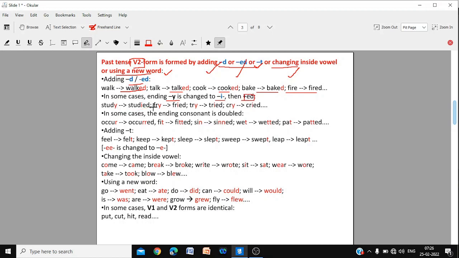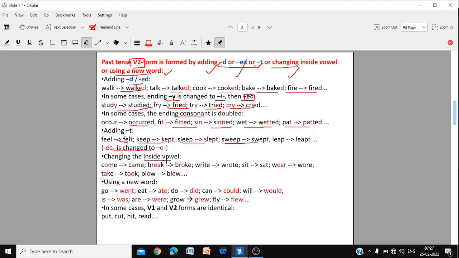Studied, fried, tried, cried. In some cases, the ending consonant is doubled. Occurred, double R. Fitted, double T. Sinned, double N. Wetted, double T. Patted, double T. In some cases, we add T. Feel, felt. Keep, kept. Sleep, slept. Sweep, swept. Note that double E is changed to single E and then we add T.